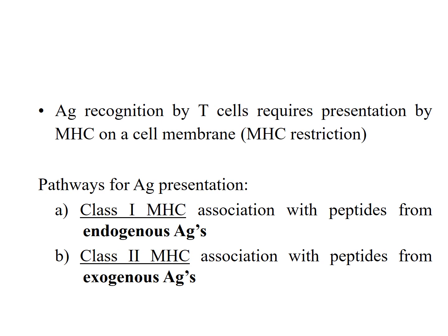What do we mean by MHC molecule? Major histocompatibility complex. We have two sets of MHC molecules, the class 1 MHC molecule and the class 2 MHC molecule. The class 1 MHC molecule is associated with peptides from endogenous antigens, whereas the class 2 MHC molecule is associated with peptides from exogenous antigens.